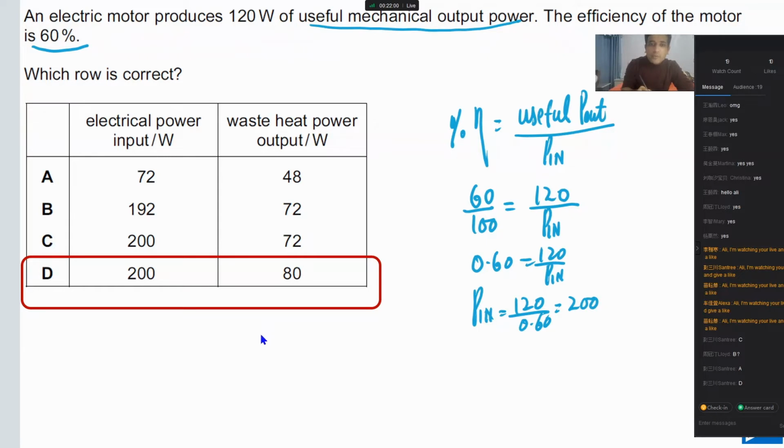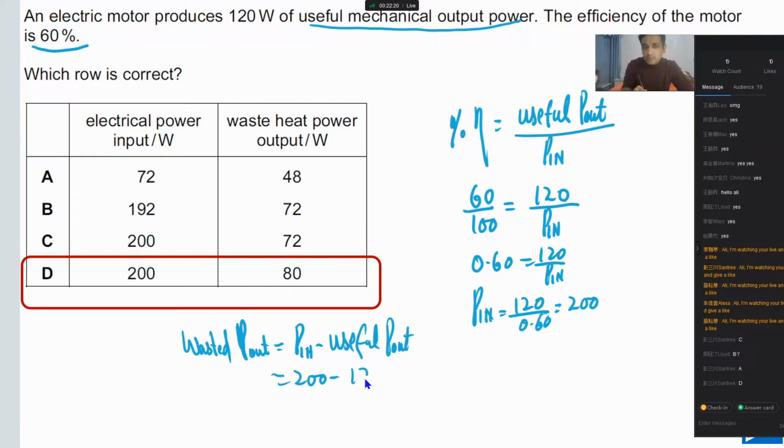So how about the wasted? We can say wasted power, wasted P out. That is equal to P in minus useful P out. So simply you have 200 minus 120, you will get 80.